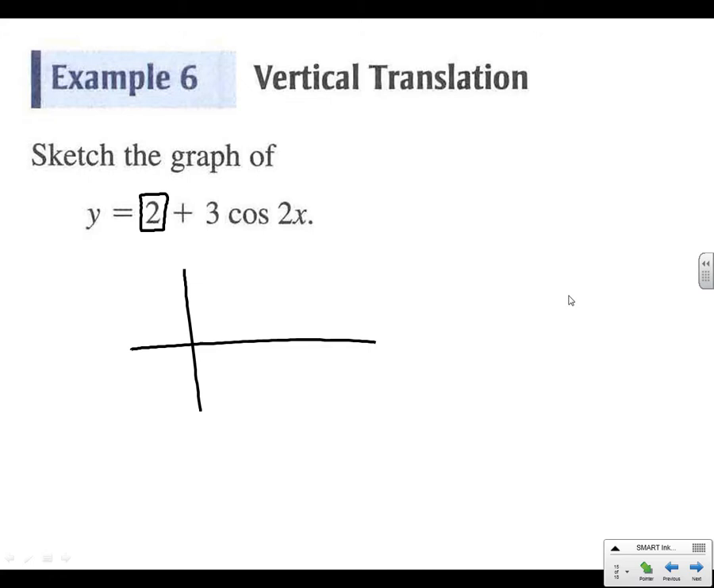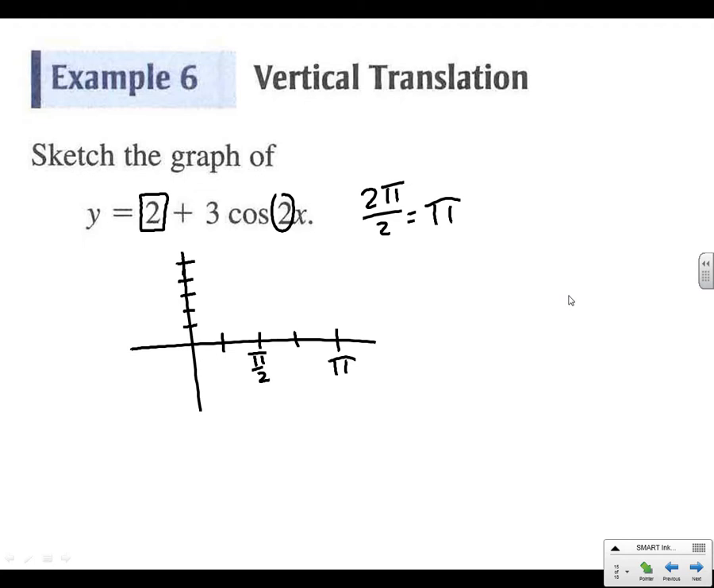Cosine 2x, period is 2 pi divided by 2, which is pi. And no horizontal shift, so we'll start at 0. 1, 2, 3, 4 more. We'll end at pi. Midpoint is pi over 2. And we're going to have an amplitude of 3. 1, 2, 3. But that's going to be shifted up by 2. 2 more. All right? So this is cosine.